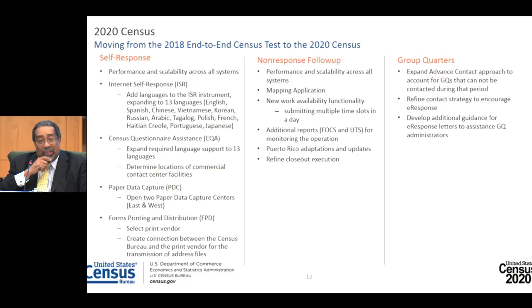We have additional reports that will help us monitor the operations, and we have some adaptations and updates to accommodate Puerto Rican-style addresses. And we'll be refining the closeout execution plan. Our closeout is the last stage of the census, when we're out in the field getting those hard-to-count, last resisting areas. We've developed a plan that has basically 3 steps in the way we go through the NRFU operation.